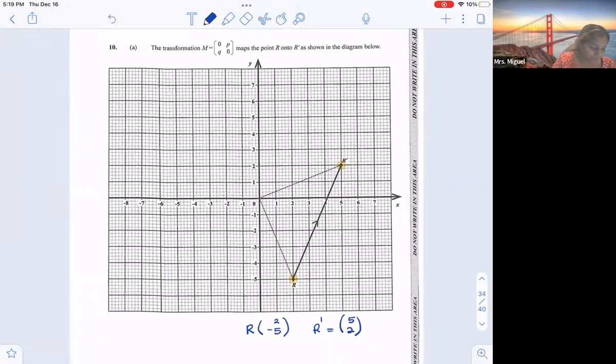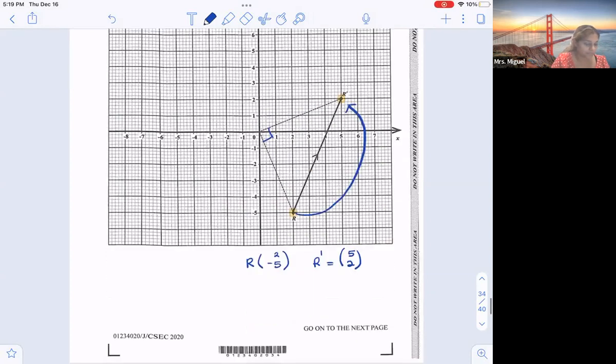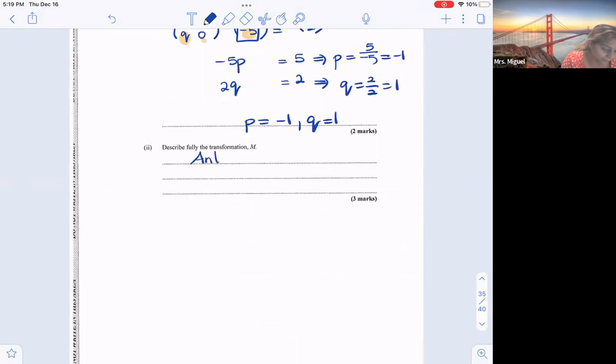They ask you to describe the transformation. So this transformation, watch, it transforms this matrix. We're not going in the direction of a clock. We're going in an anti-clockwise direction at an angle of 90 degrees. So this is an anti-clockwise rotation of 90 degrees. So take it up.